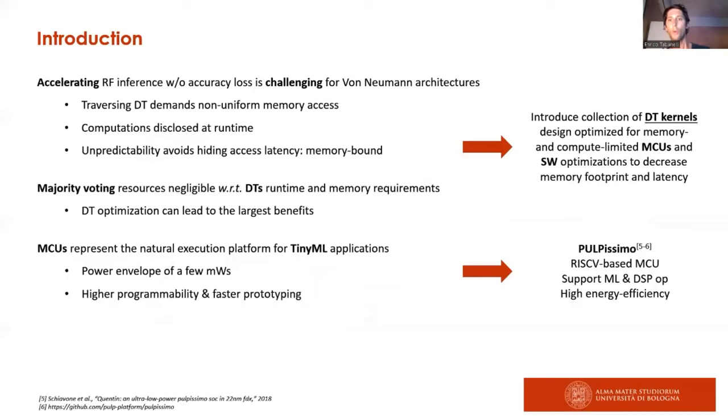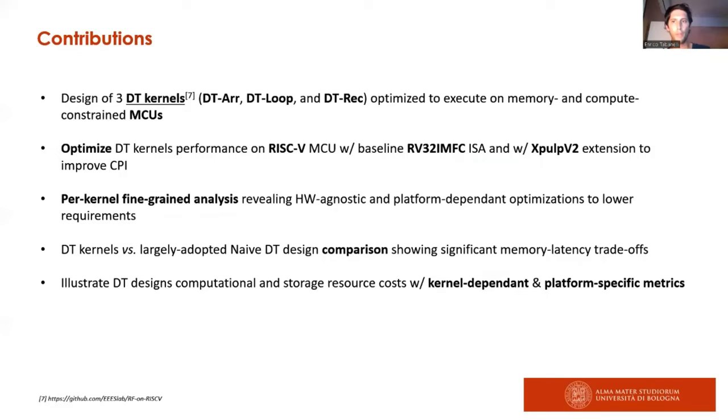Optimizing random forests for fast inference without accuracy loss is a challenging task for traditional MCUs. In particular, making a prediction demands non-uniform memory access. Computations are disclosed only at runtime, and the algorithm is memory-bound. Considering that the majority voting resources are negligible compared to decision tree requirements, we introduce a collection of optimized DT kernels designed to reduce the computational and memory costs required to execute RF models on MCUs. Thus, we perform an experimental assessment of our proposed kernels on PULPissimo, a RISC-V MCU supporting a wide set of ML and DSP-centric instructions.